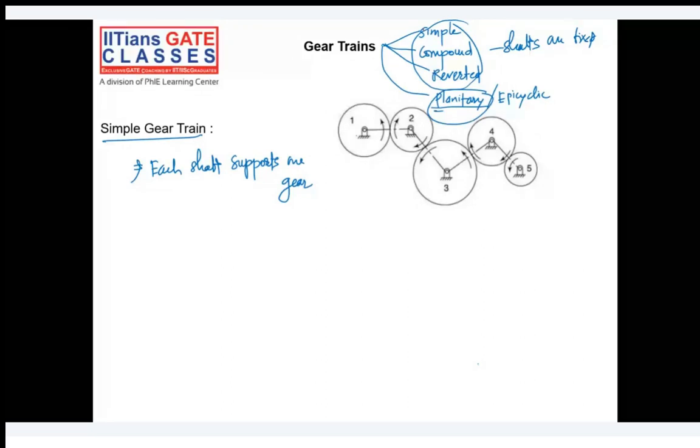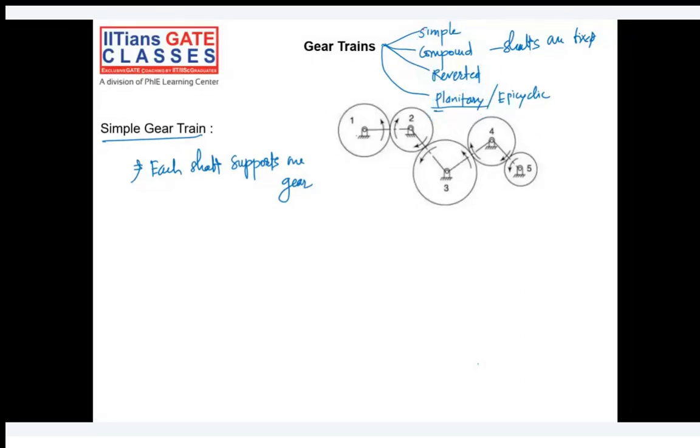So let's start with a simple gear train. As I said, each shaft supports one gear. Whenever you attach a series of such gears, transmitting the motion from one gear to the next, it is a simple gear train. Let's say the first gear is rotating counterclockwise, then the adjacent gear 2 will rotate clockwise, then the third gear will rotate counterclockwise, the fourth clockwise, and the fifth counterclockwise.